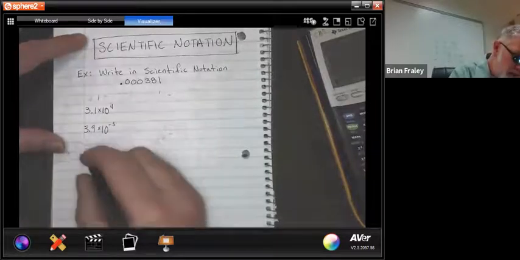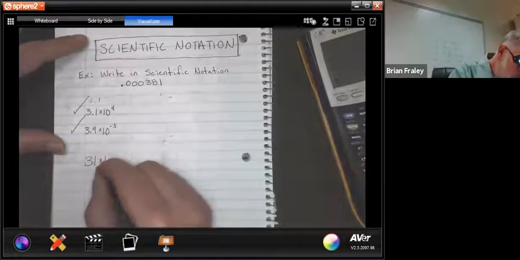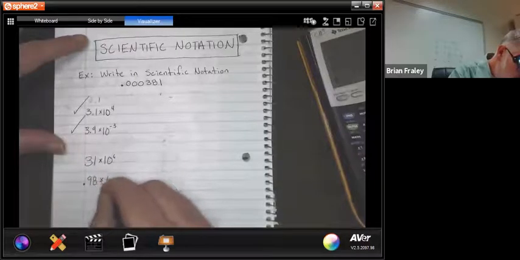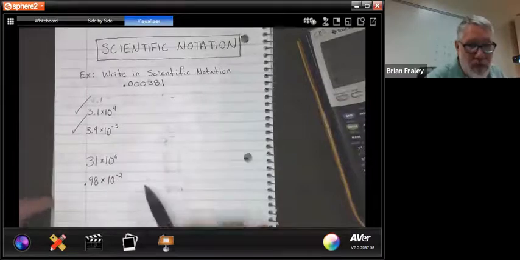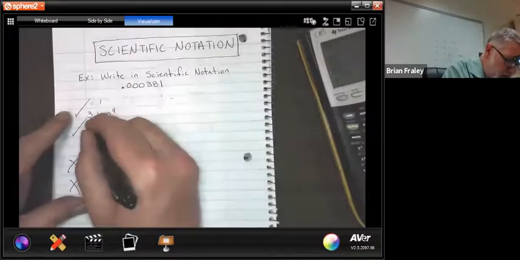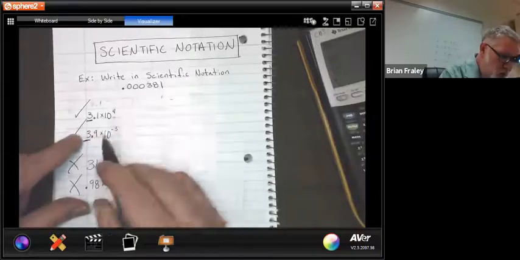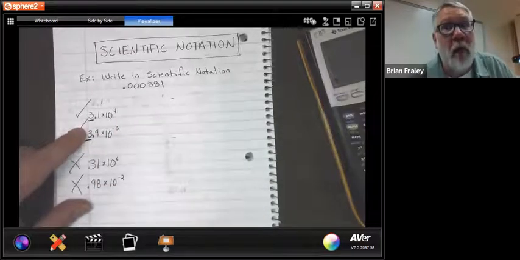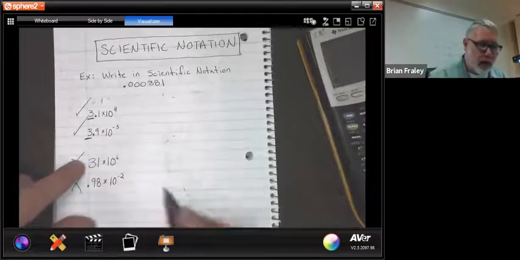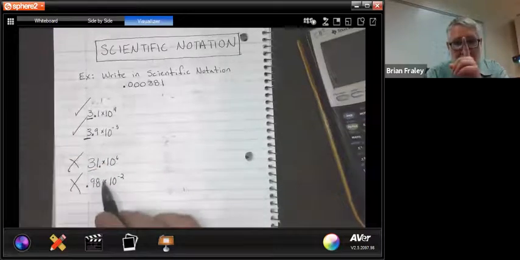The problem is when you get bad examples like this or this. What do you notice different about the good examples and the bad ones? Well, how many digits are in front of the decimal point? 1. How many digits are in front of the decimal point? 1. And they can't be zeros. They have to be 1 through 9 as a digit, okay? I don't even see the decimal point here, which means it's there, and that means there's 2. So that's why that's wrong. It can only have 1.